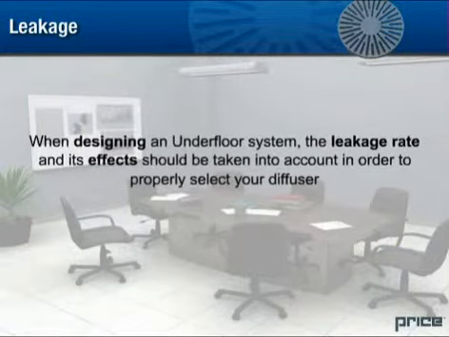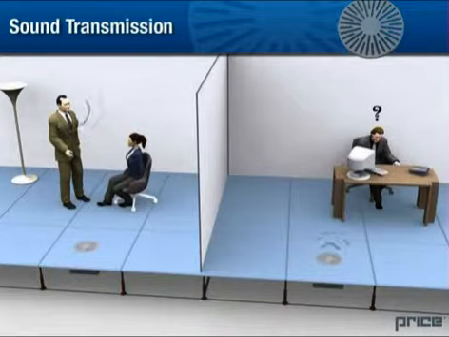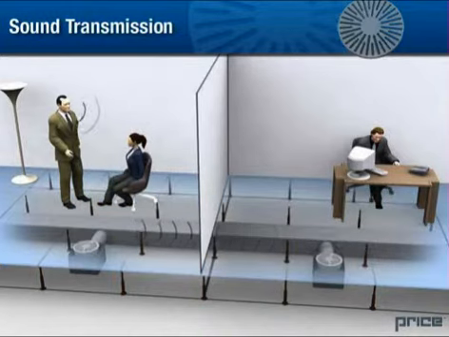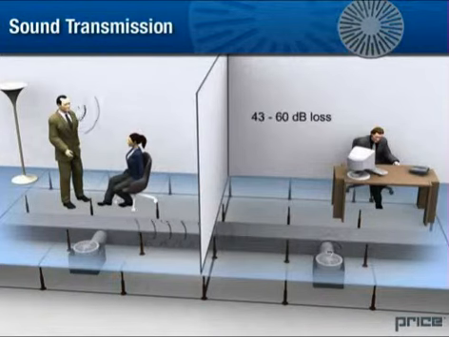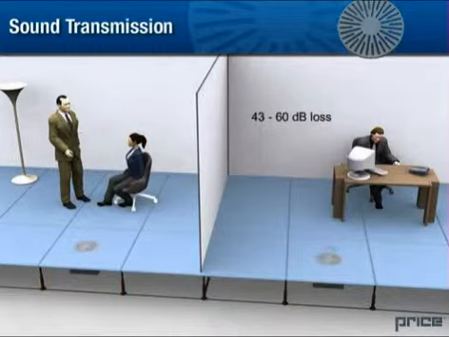When designing an underfloor system, the leakage rate and its effects should be taken into account in order to properly select your diffuser. As with ceiling or wall air outlets, the question is whether floor air outlets transmit speech and other noises to adjacent rooms. In other words, is it possible to hear the conversations in the next room due to a sound transmission path through the air outlets? In a building with ductwork installations, studies have shown that the loss from room to room is between 43 and 60 decibels. Sound transmissions reaching the adjacent room are generally negligible.